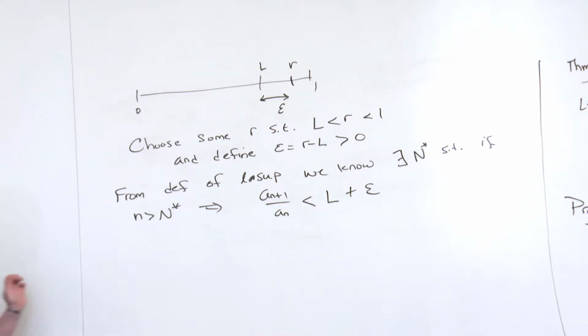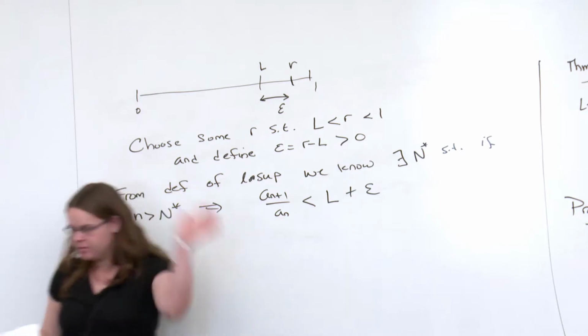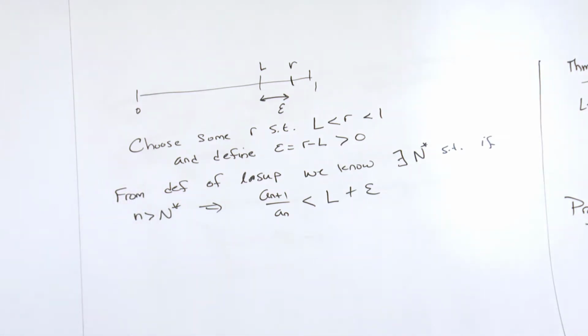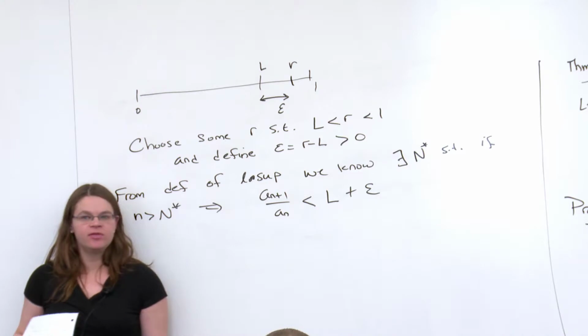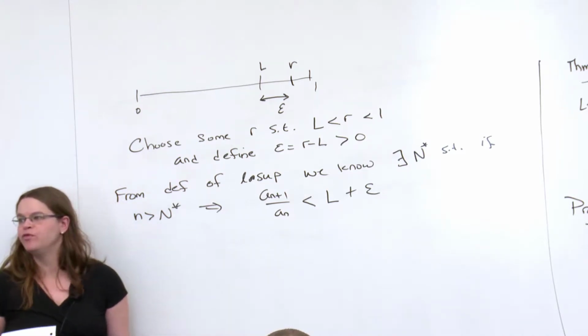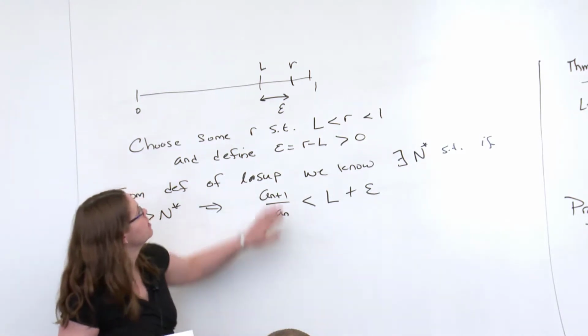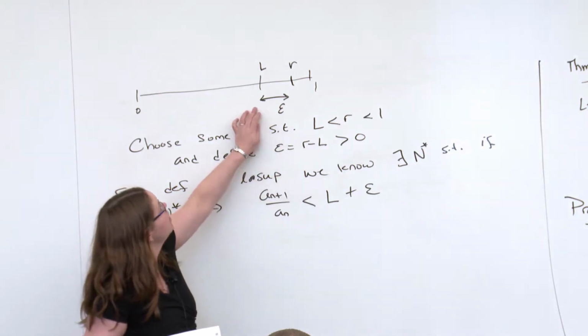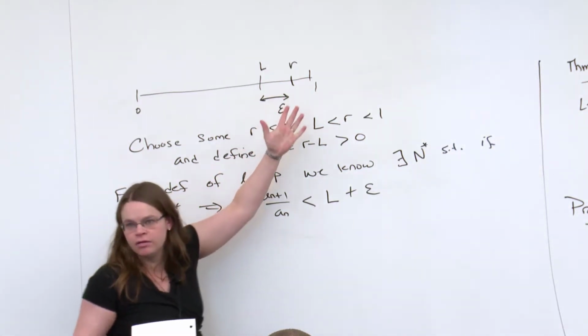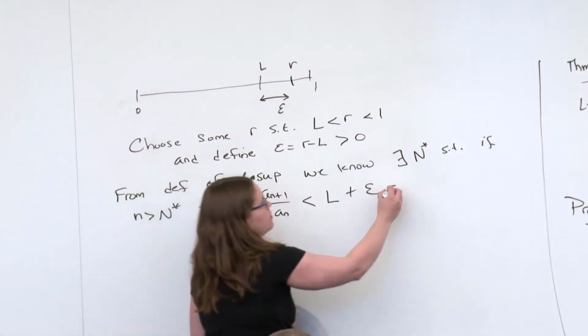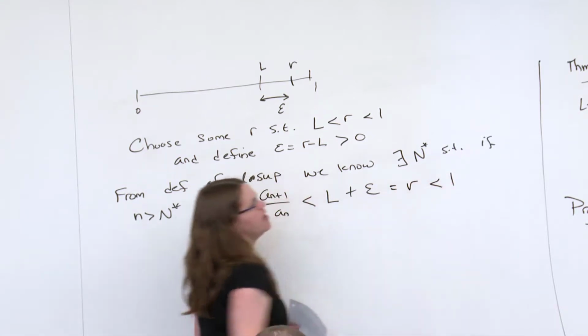You believe this? Okay. If you don't believe it, speak now, because I don't want to lose you now. And there's another name for L plus epsilon. We had a shorter name for it. If we go look over here, L plus epsilon was r, and this was a number that we know to be less than 1.